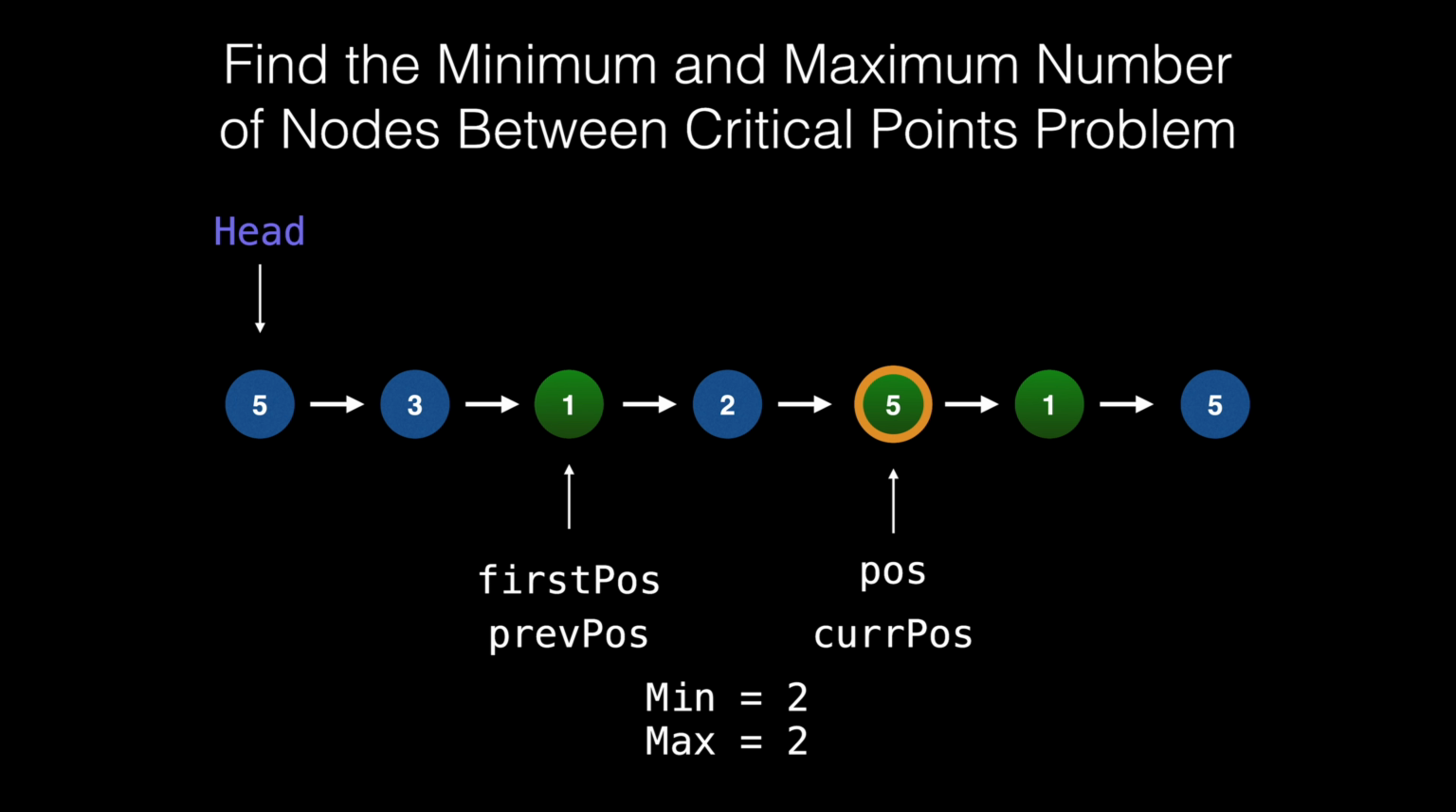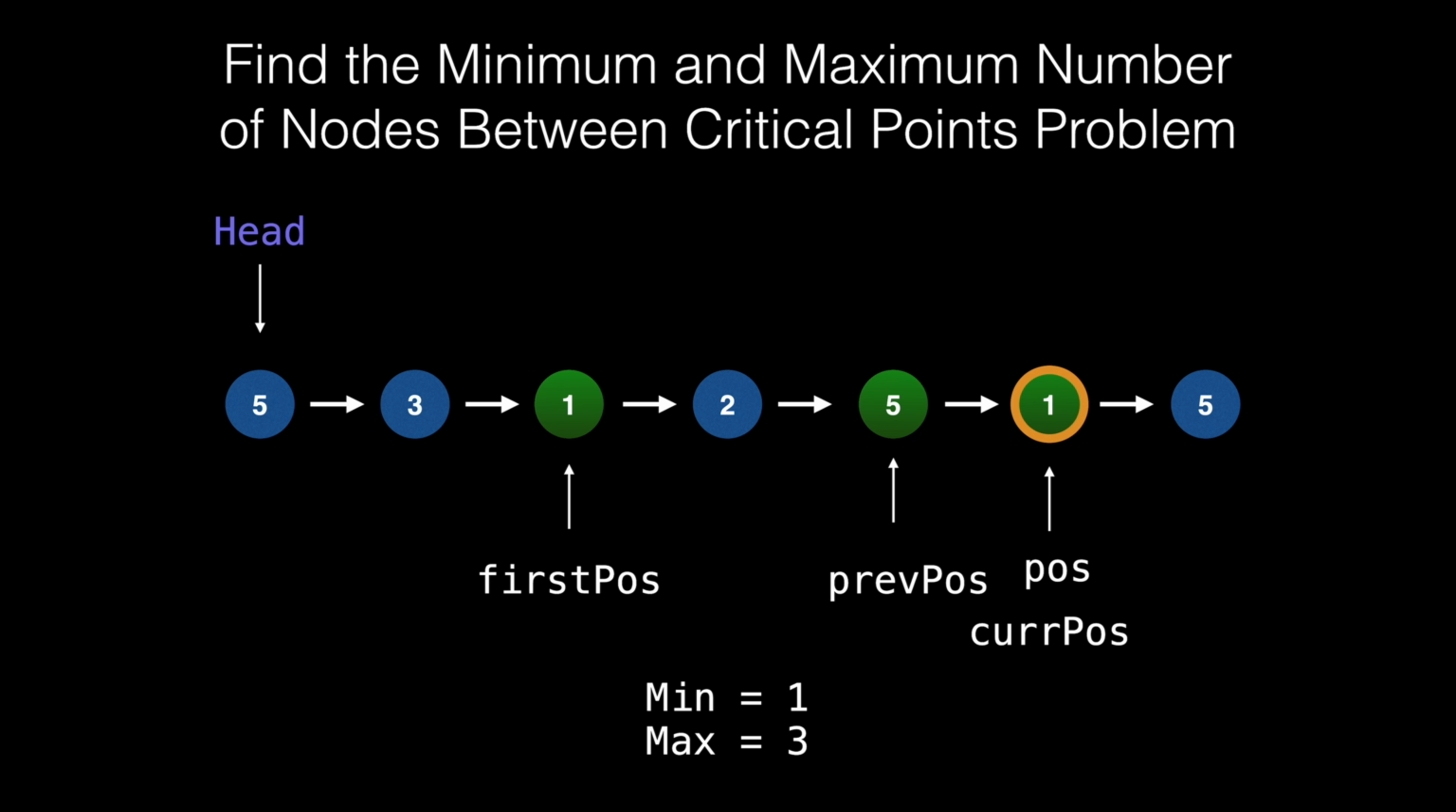Now we can see that node 5 is a critical point. So we will update our positions a bit. The current position will move to position. But before that, we will move our previous position to the current position. And now we can actually calculate the minimum and maximum distance. We can see that our previous and first position are at node 1, which is at position 2, and our current position and position are at node 5, which is position 4. So now our minimum distance is 4 minus 2, that is 2. And because we have only two critical points, the maximum distance is also the same. So min and max will be 2 in this case.